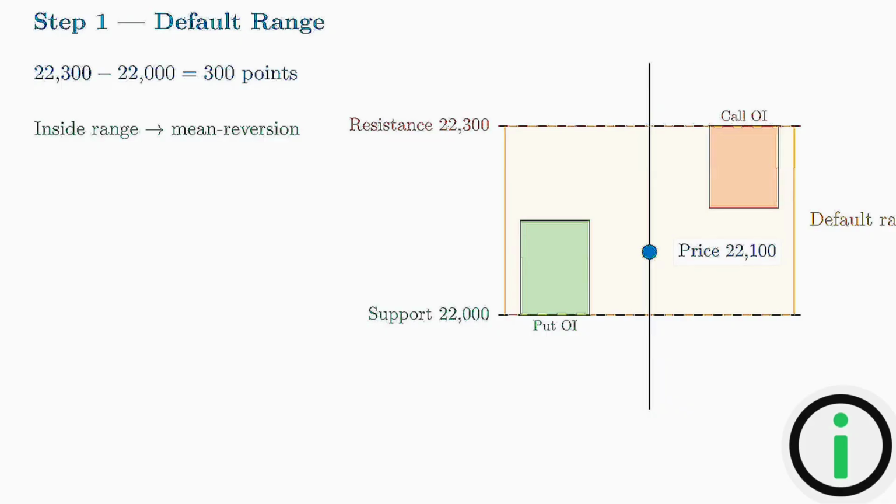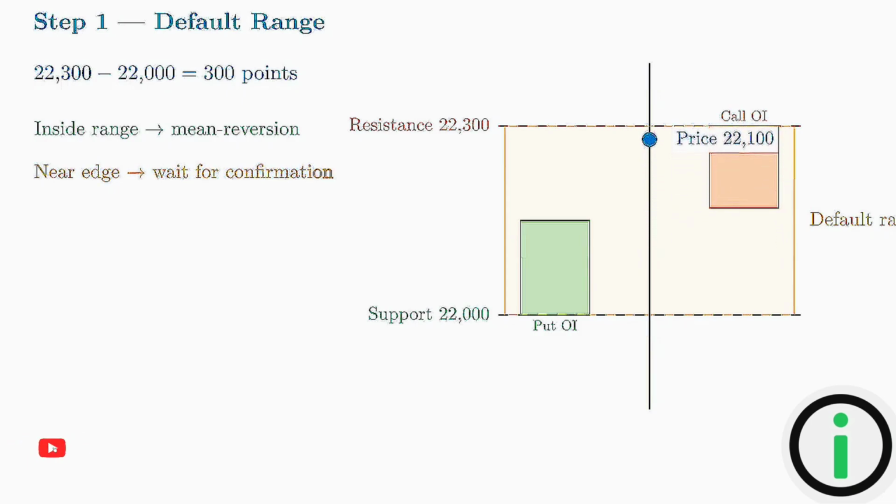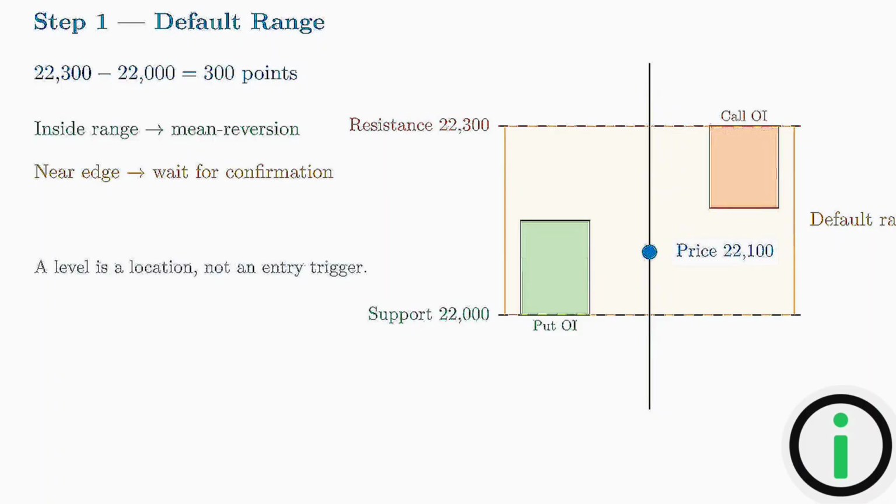Near the edges, however, wait for confirmation. For example, if price approaches 22,300, look for a rejection wick, a reversal candle, or evidence that buying is failing before assuming the ceiling will hold. The same logic applies near 22,000. A level is a location, not an entry trigger.